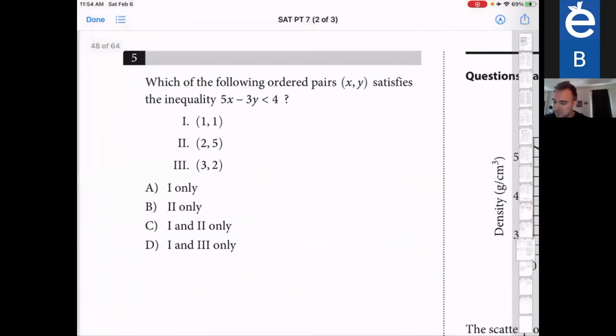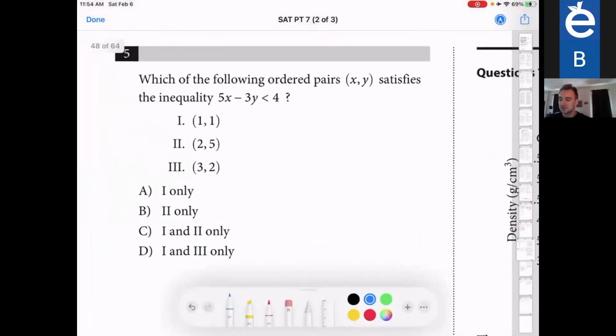This is a good one. Number 5, kind of a conditional type of question to give you three statements, or really in this case, 3 answers. Which ones are true? Number 5. Which of the following ordered pairs, giving us 3 ordered pairs here, satisfies the inequality 5x minus 3y is less than 4?